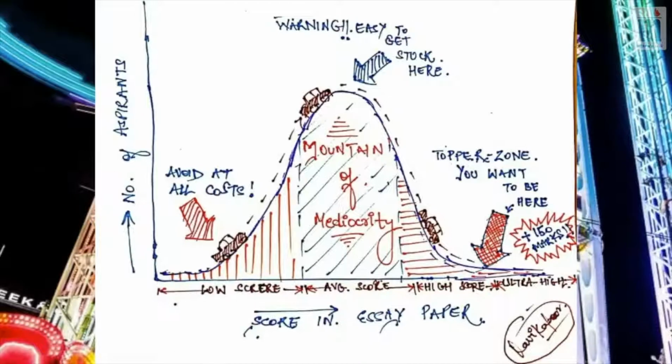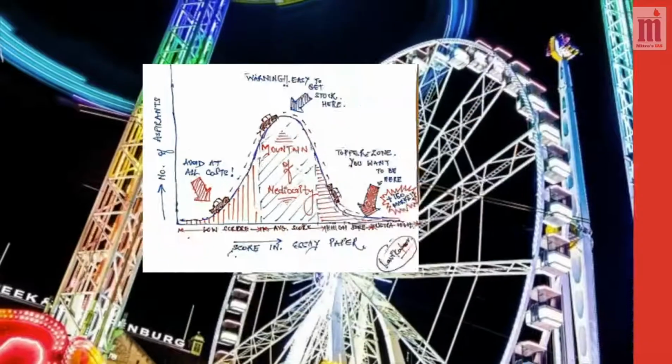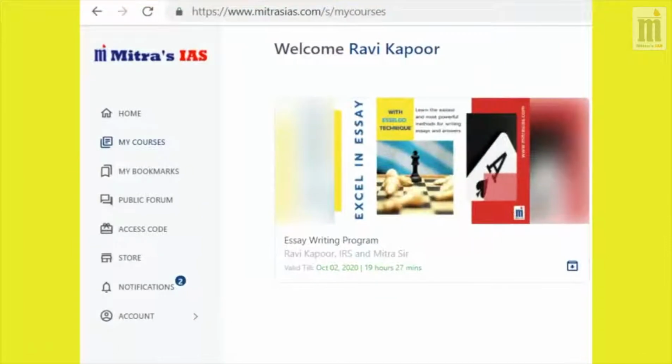And you'll see that the gradient and the slope of the mountain is very steep. So as soon as you cross a certain level, you're going to find that your marks just skyrocket disproportionately. And that is a situation you want to be in.